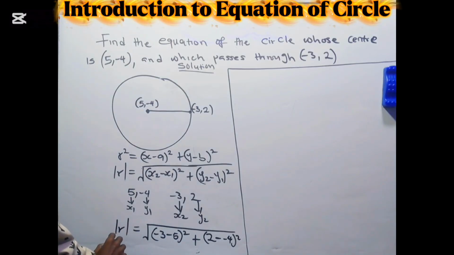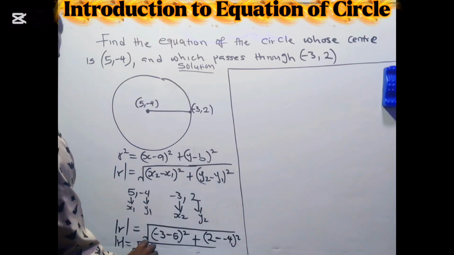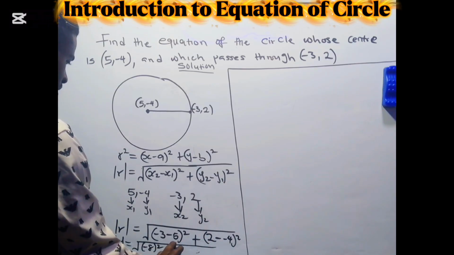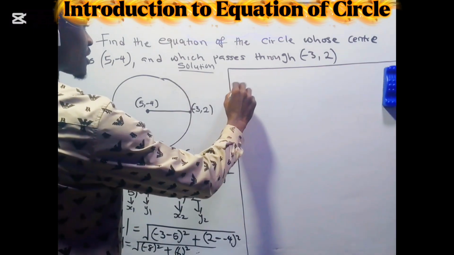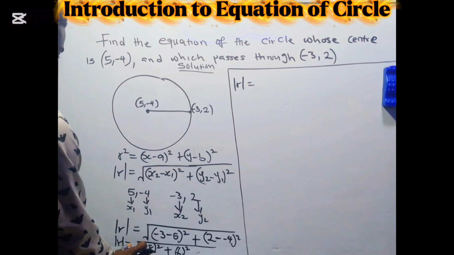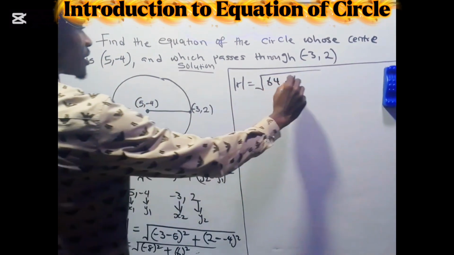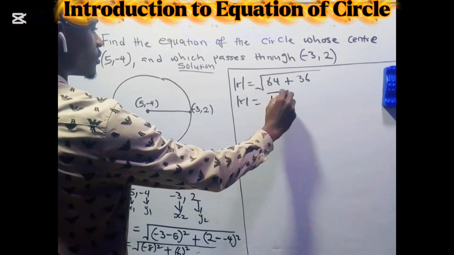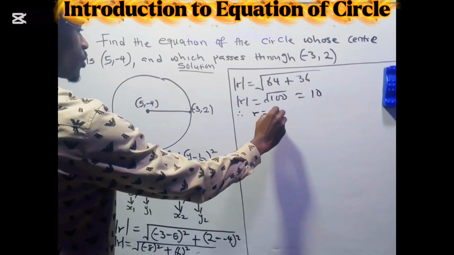Therefore, distance r will now be the square root of (minus 3 minus 5, which is minus 8) squared plus (2 minus minus 4, that's 6) squared. So distance r will be the square root of minus 8 squared, that's 64, plus 36. So distance r will be the square root of 100, that is 10. Therefore, r is equal to 10.